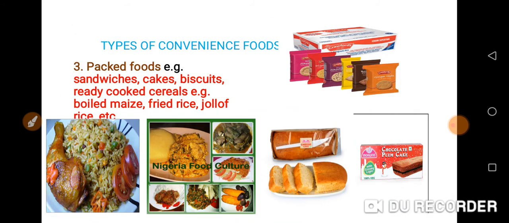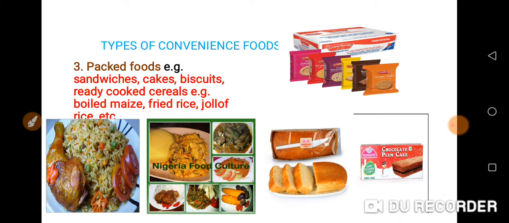Now the next one is packed foods. As you can see the pictures on the screen, packed foods like sandwiches, cakes. We have biscuits. We have ready cooked cereals. When you talk about ready cooked cereals, for example, we are talking about rice, we are talking about corn, boiled corn, like this. These are jollof rice, these are ready cooked cereals.